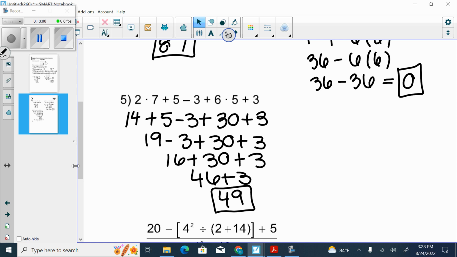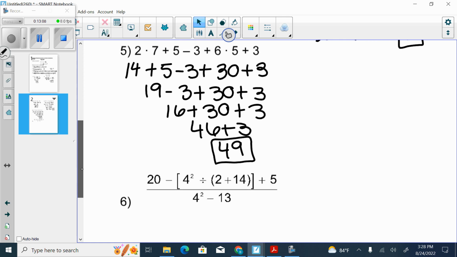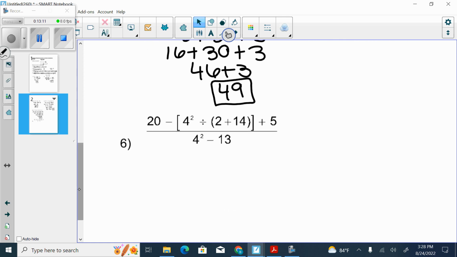Nice job, guys. Alright, we got one more left. Okay, again, we've got that fraction, right? So just like last time, take care of everything in the top and everything in the bottom before we put them together. Alright, so we're only going to worry about the top right now. So in the top, what am I going to do first? 10 plus 14. Right, inside that parenthesis, we have 2 plus 14. So, I'm going to leave everything else as it is right now. So I got 20 minus 4 squared divided by, what is 2 plus 14?